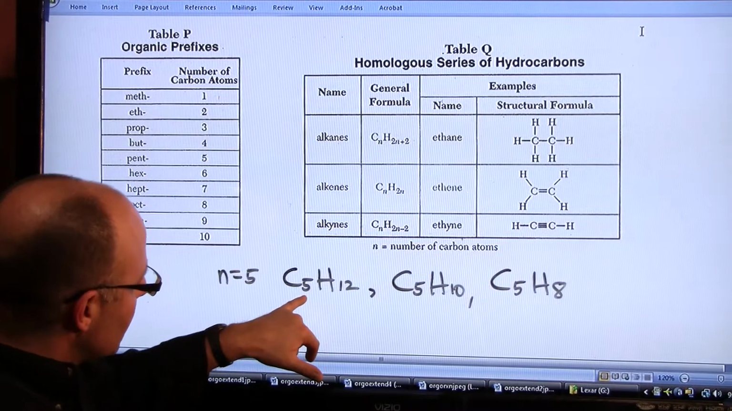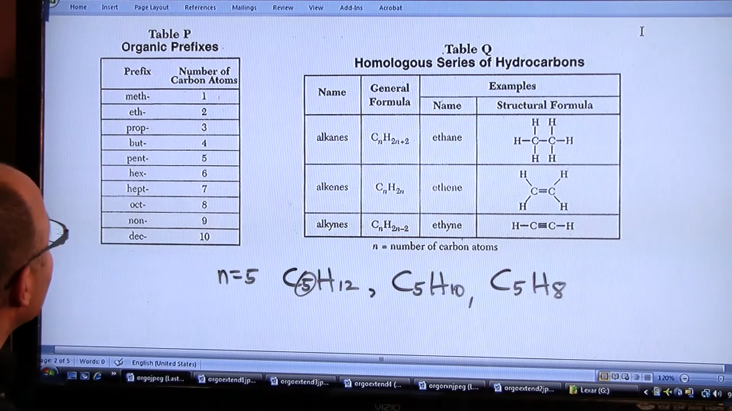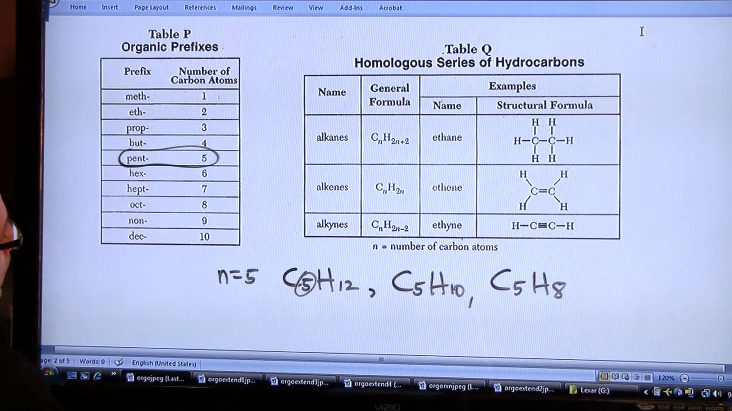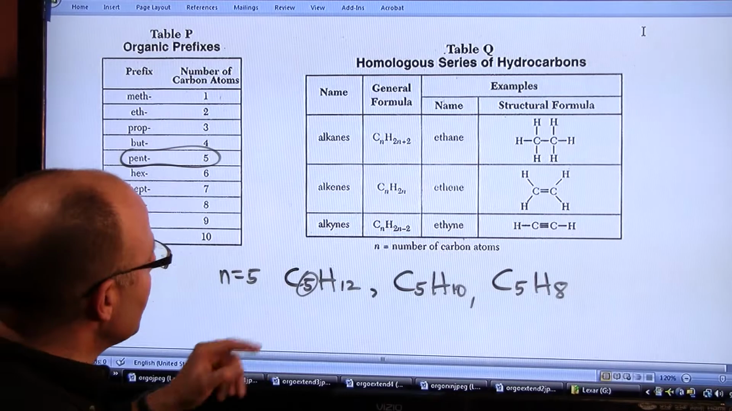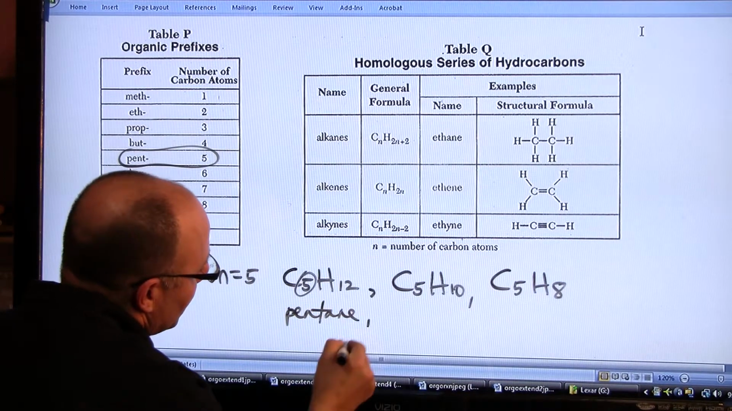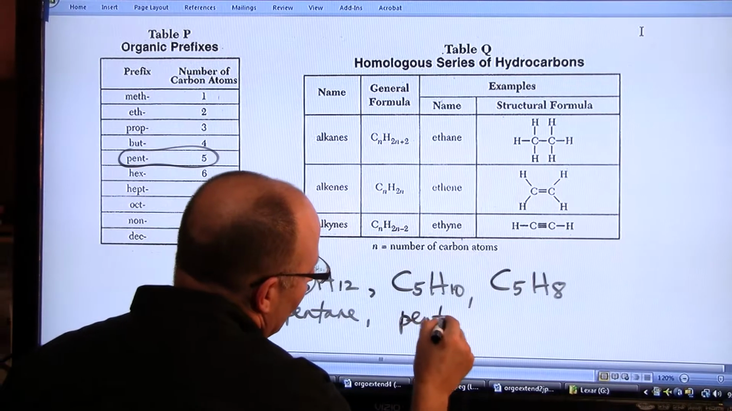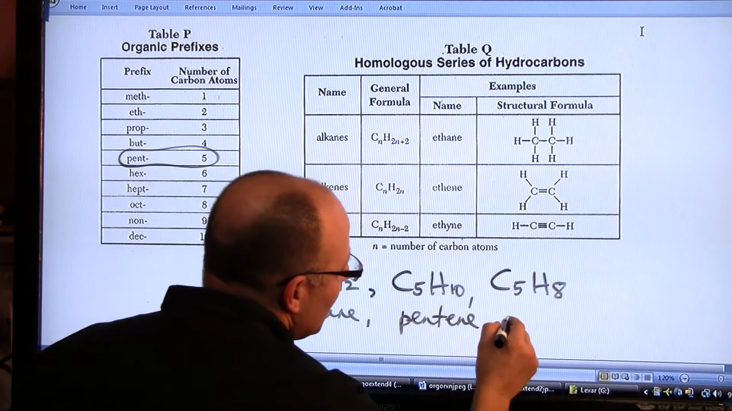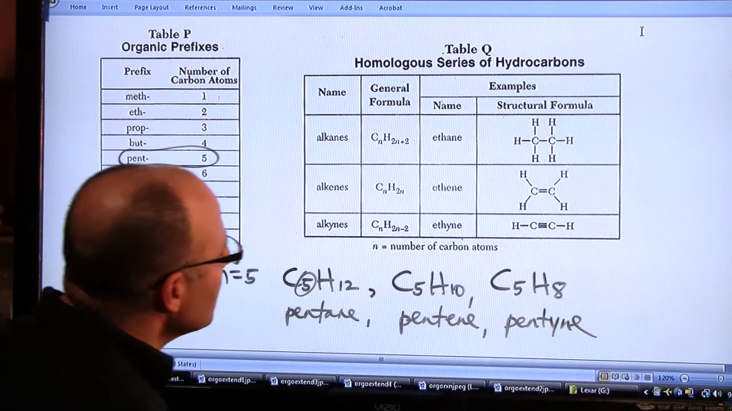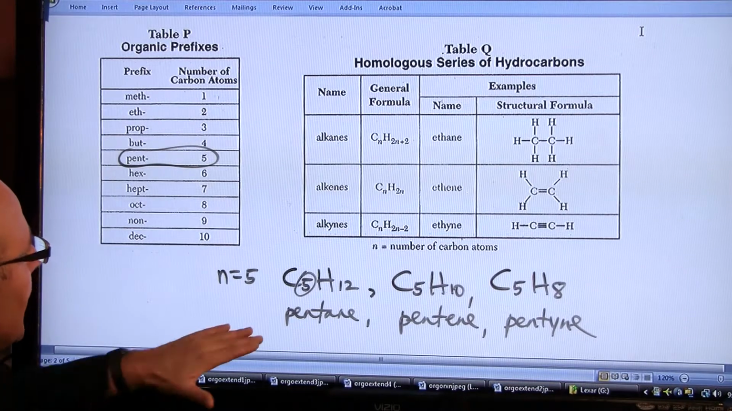Now, as far as the naming, let's practice that. Since each of these has 5 carbons, then in the naming we would have the pent prefix. So the first one would be pentane. The next would be pentene. And the third would be pentyne. Of course, we'll have more practice with this later, but it's good to make a note of it right here.